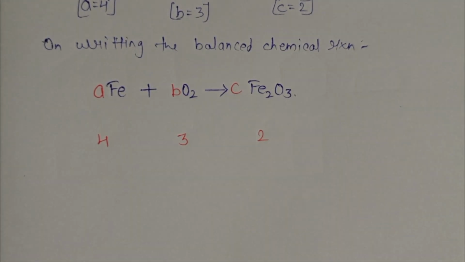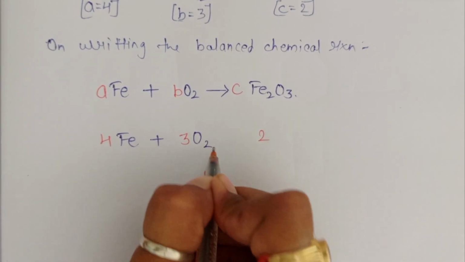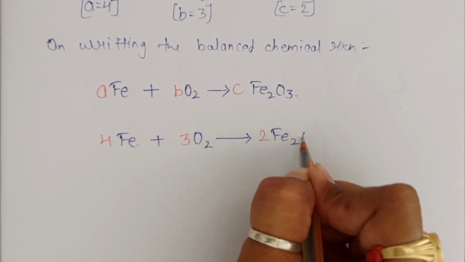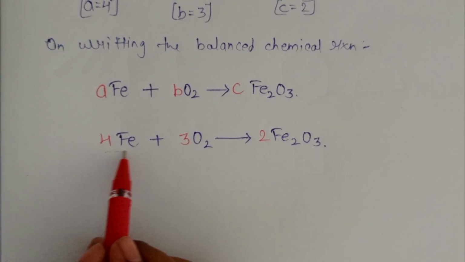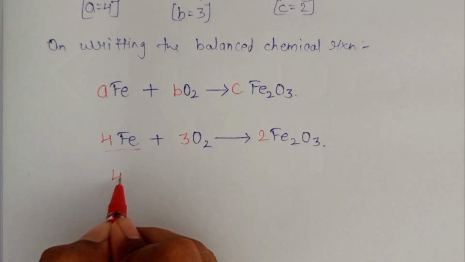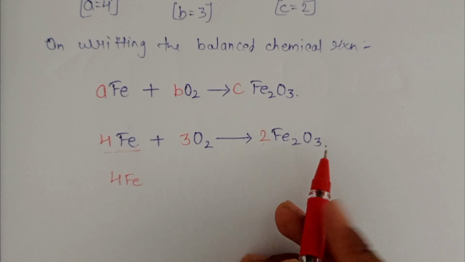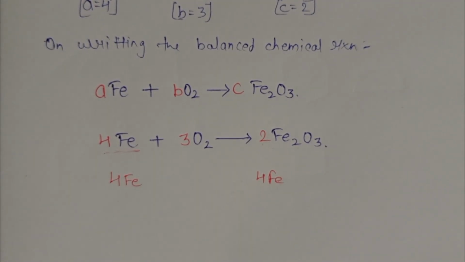Means 4Fe plus 3O2 gives 2Fe2O3. Now calculate the atoms on the left hand side and the right hand side to verify whether our equation is balanced or not. Here are 4 Fe atoms, and here there are 2 and 2, 4 atoms of Fe, iron, on the right hand side.